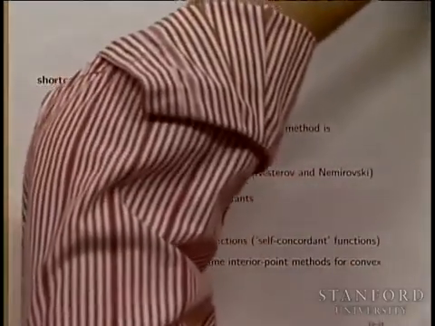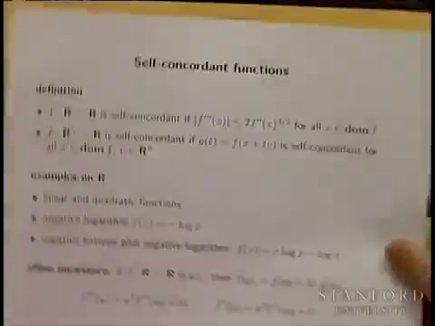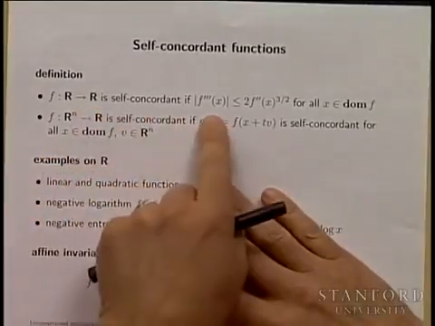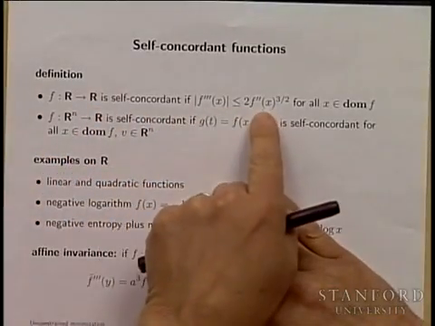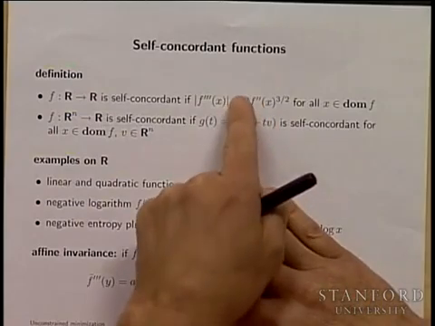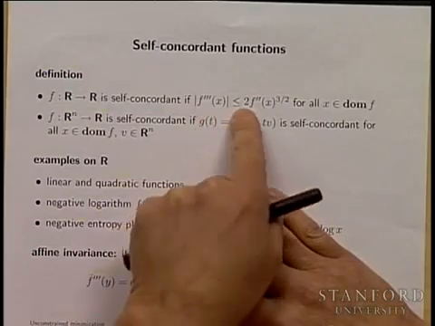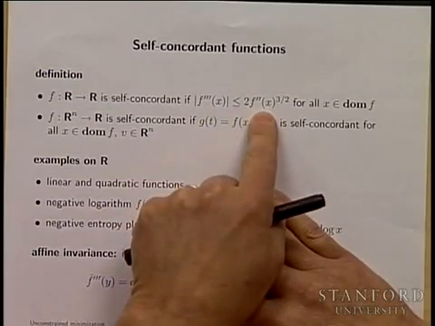So, okay. What is self-concordance? Well, here it is. You say that a function from R to R is self-concordant if the third derivative is less than, the 2 is there for convenience and can be replaced by any constant you like. It doesn't make any difference. So it says the third derivative is less than 2 times the second derivative to the 3/2 power.